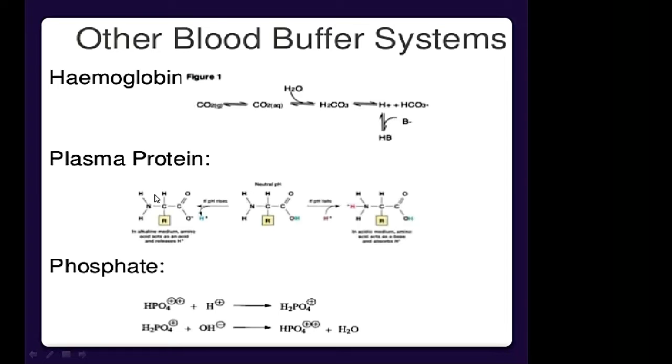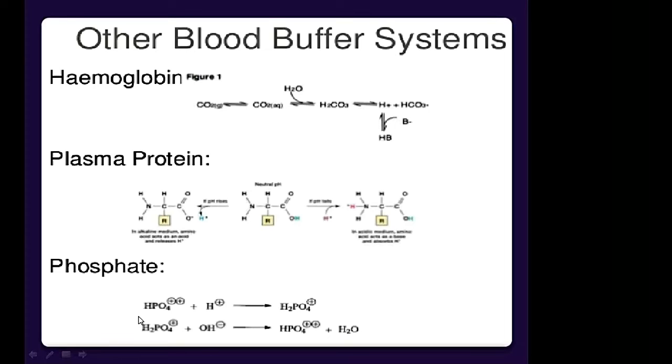Next one is the plasma protein buffer system. Here you can see the R, the amino acid side chain of the amino acid. When a proton, H plus ion, is removed, you will get COO minus. When you add a proton, you will get COOH. If this proton is removed, it will become an ion. Or if you are adding a proton, you will get another proton added here. So in that way, this plasma protein is going to act as a buffer system.